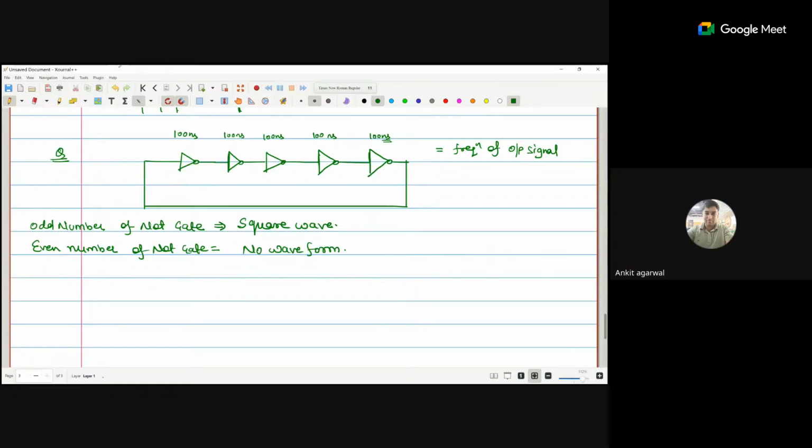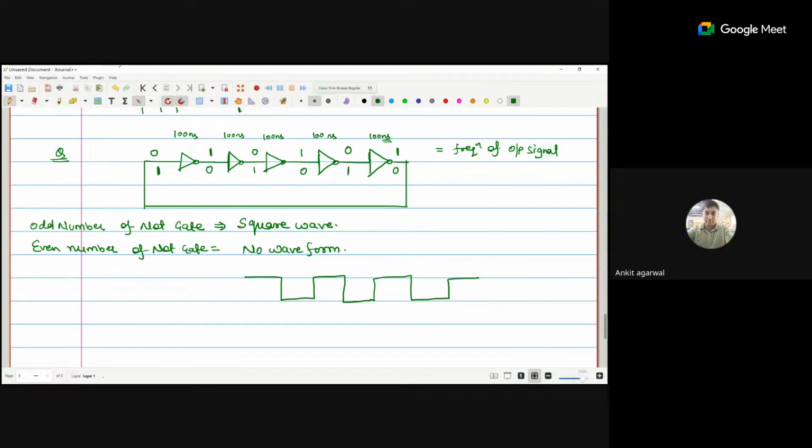Okay, no waveform. So basically, if we apply a 0 here, what are we getting? 1, 0, 1, 0 and 1. So we are getting a 1. Now that 1 will go into the feedback of this one again. So now the input is 1, and we are getting 0, 1, 0, 1, 0. So my output will be fluctuating. Initially it is 1, then 0, then 1, then 0, in this way.